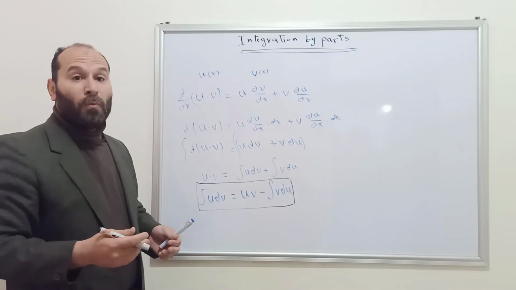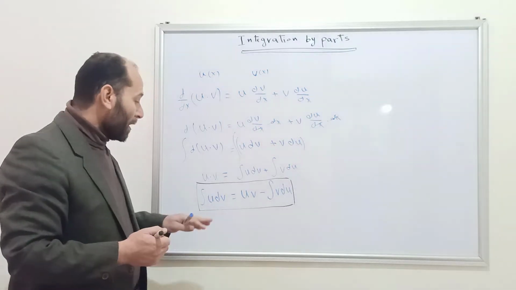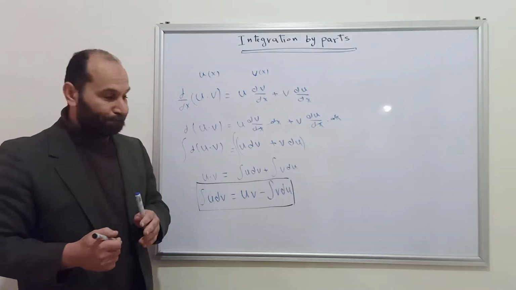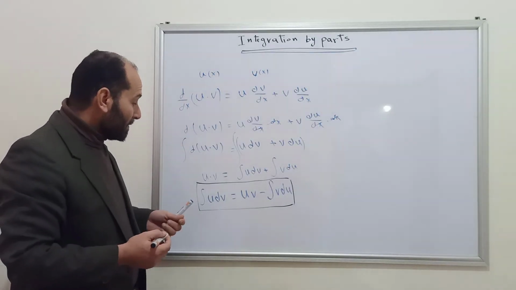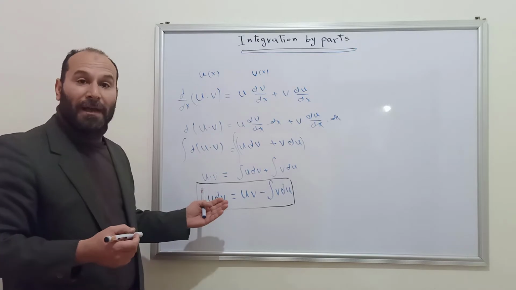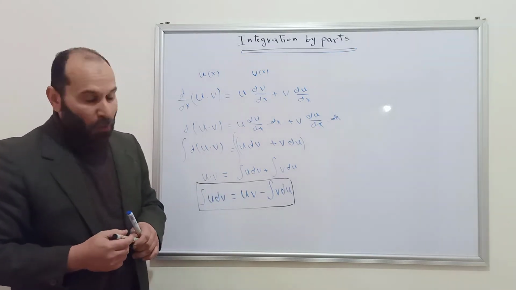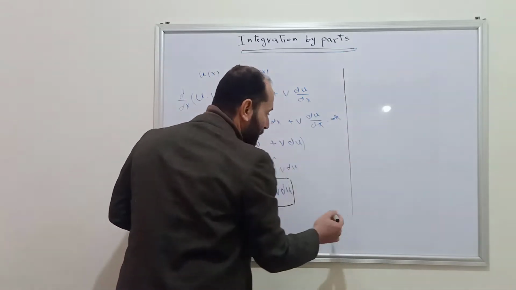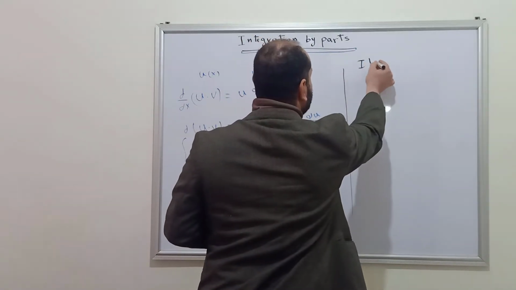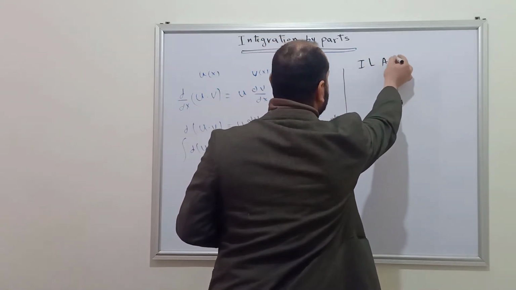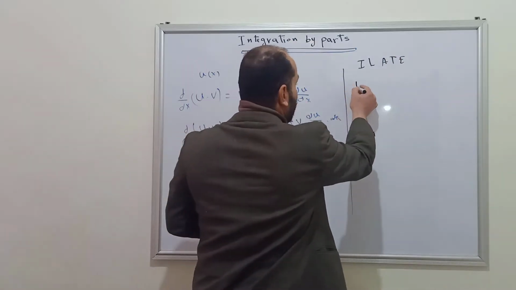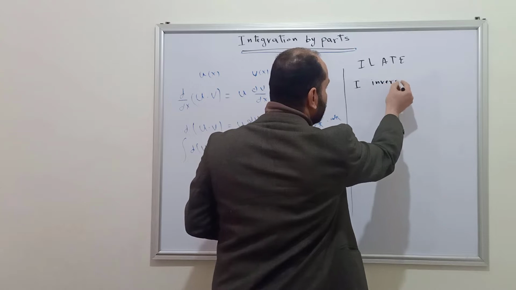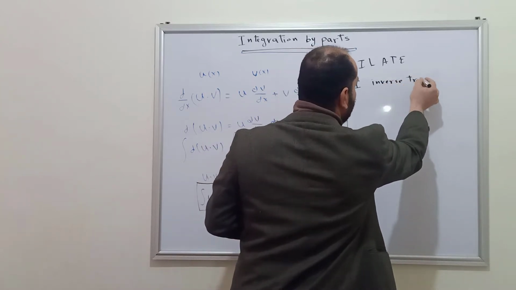Now, what are u and v? u and v are two functions of x, but how do we choose u and v? We choose u and v by the word ILATE. I refers to the inverse trigonometric function.